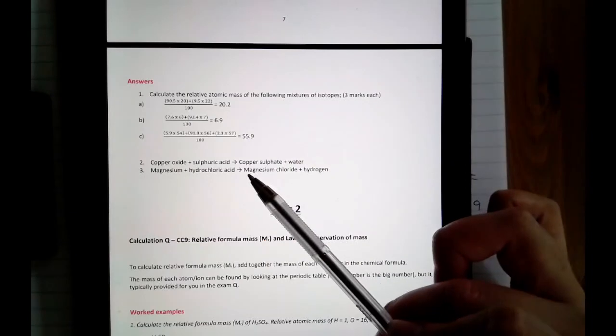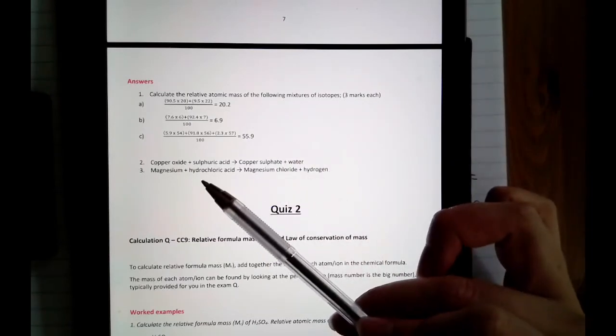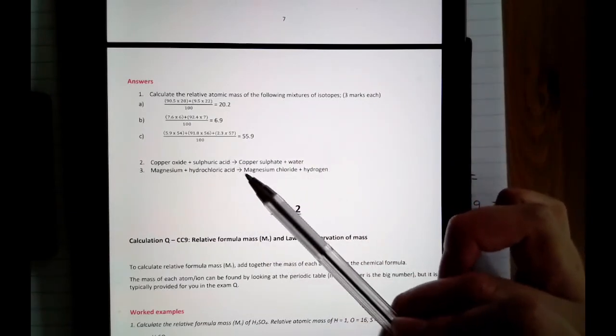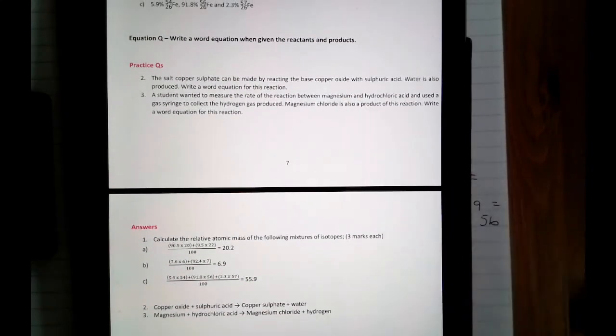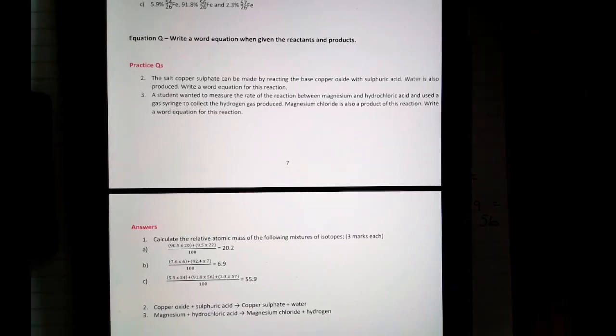So products on the right-hand side of the arrow, reactants on the left. Use an arrow, not an equal sign. As long as you read your question properly, you're given all the information you need to write a word equation. It should be an easy mark.